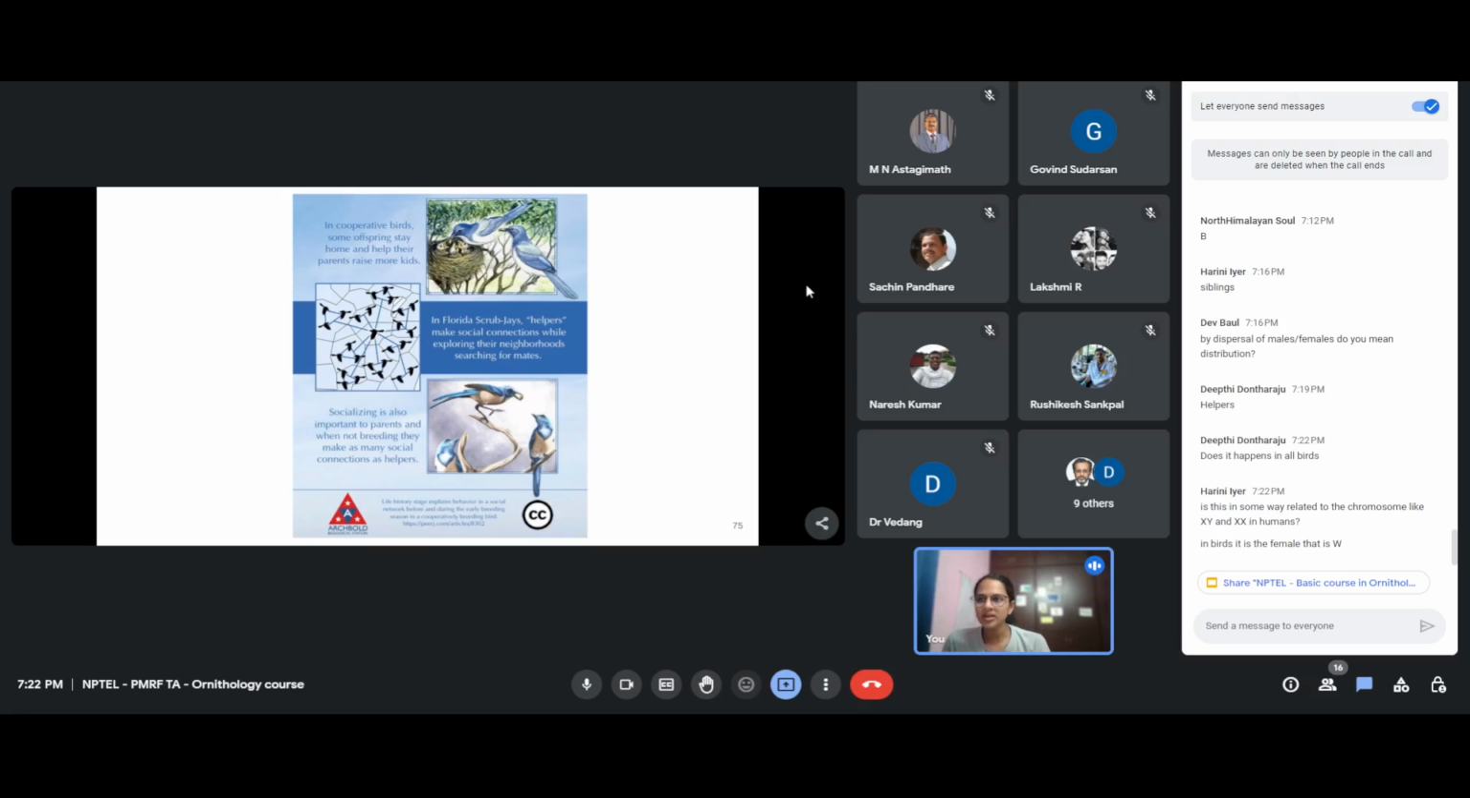Harni says in some way this is related to the chromosome. Also, I just wanted to mention I'm calling everybody by the first name that I see. I'm not sure if that is your first name or not, so correct me if I'm wrong, please. So are you not Govind? Are you Sudarshan? Govind is fine, ma'am. Sudarshan is my surname. Okay, great, so we've gotten that right.